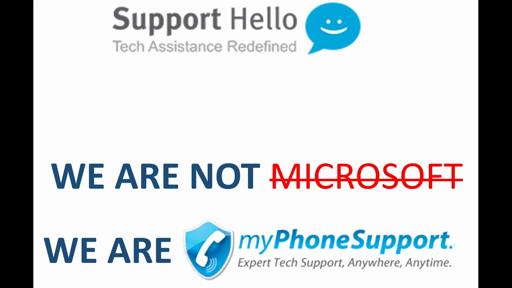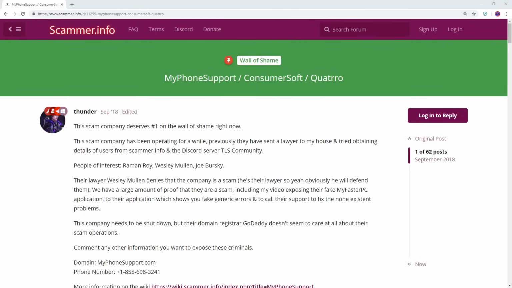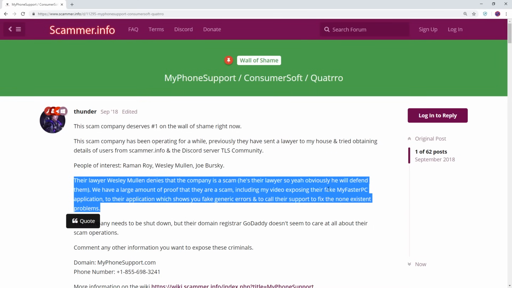MyPhone Support are notorious in the scam baiting world because they attempted to silence some of the scam baiting community on scammer.info. Specifically, they tried to have legal action to identify the people who were making calls to MyPhone Support. They even tried to claim that they were a legitimate organisation being pestered by scam baiters.